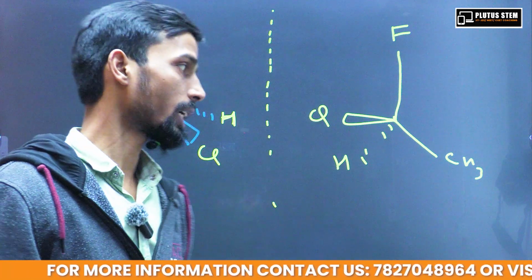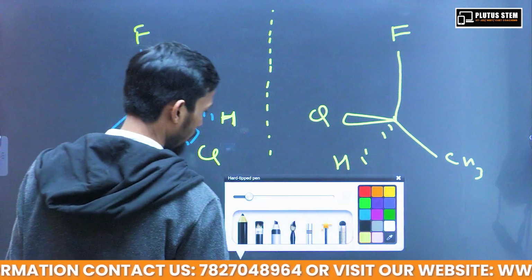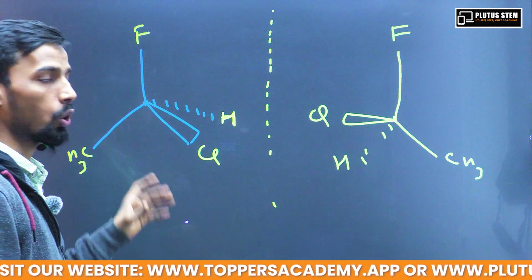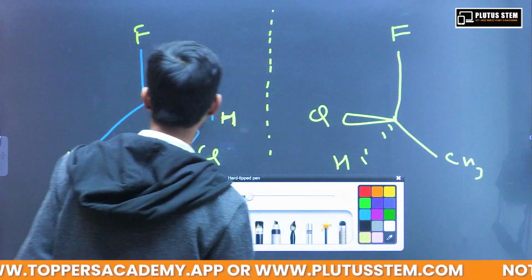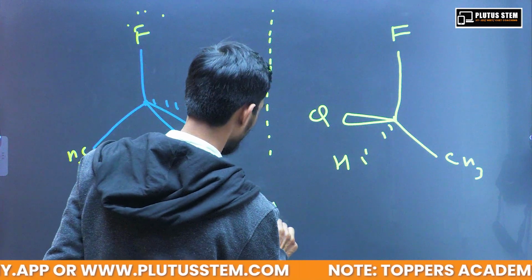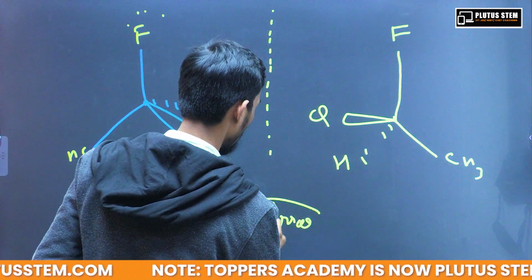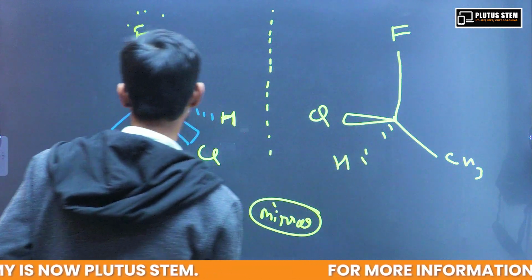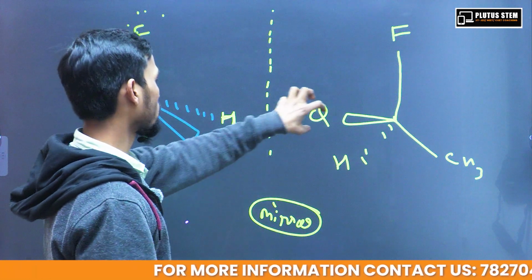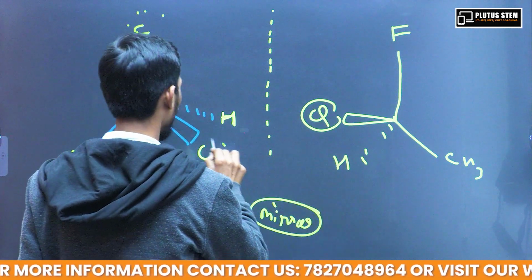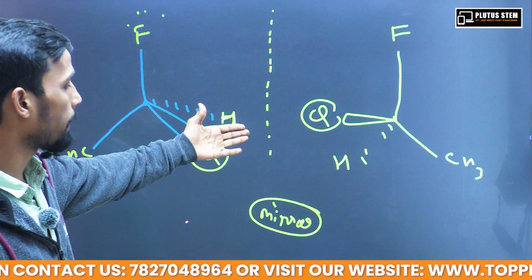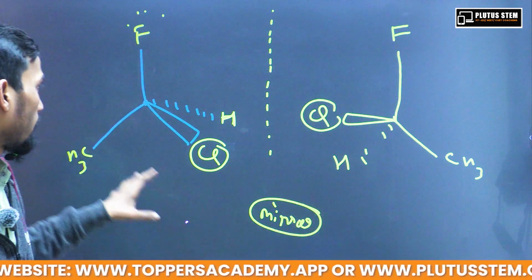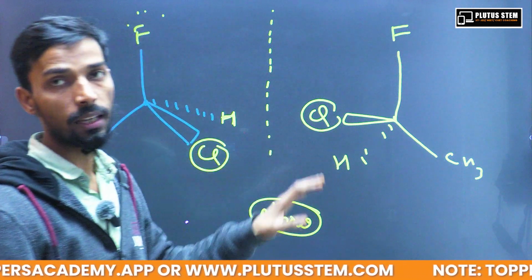One of the easiest ways to decide is to see whether these two compounds are mirror images of each other or not. A mirror is given over here, and we can see fluorine, CH3, and Cl above the plane here, and over here also above the plane, and hydrogen below the plane. In the mirror image also it is below the plane. So we can say these two are mirror images of each other.